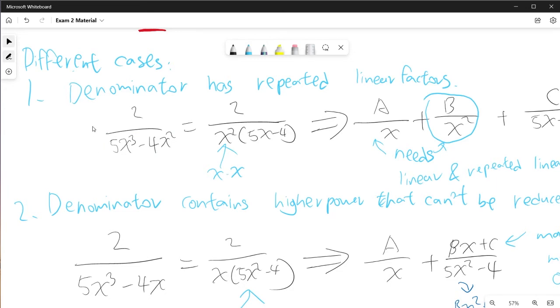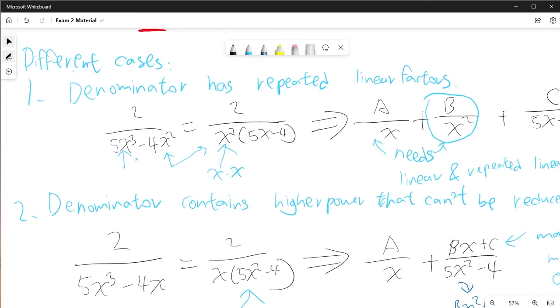So for example, we have here, I'm not gonna write out the integral of each part because that's really not the important part of partial fractions. Partial fractions is about expanding complex fractions, right? So here we have 2 over 5x cubed minus 4x squared. Notice how both of these contain an x squared, right? And this x squared can be factored out. So it's x squared times 5x minus 4, right?